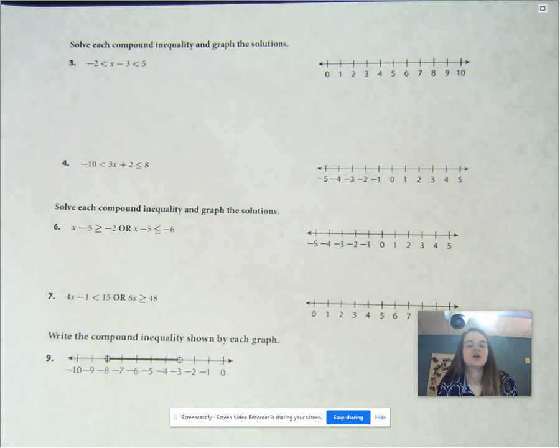We are going to finish solving compound inequalities today. You need to take notes, write this down. It's going on page 19 in your notebook.